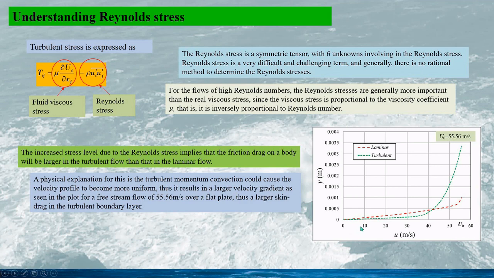Here in the plot, we can see the turbulent and nominal boundary layer over a flat plate with free stream velocity u0 equaling 55.56 meters per second. So here you can see the large gradient for the turbulent boundary layer, therefore a large skin drag in the turbulent boundary layer.